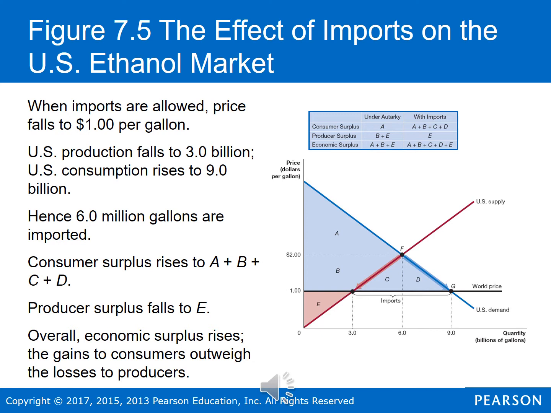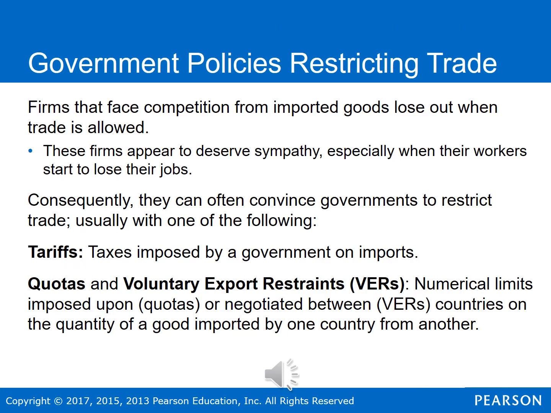So overall, what's going to happen? Consumer surplus is going to rise, and total economic surplus is going to rise. There will be less producer surplus, but the consumer gains are going to far outweigh the losses to producers. Not only is more ethanol being traded, so it's being purchased by U.S. consumers, but it is being purchased at a lower price. So as we saw from the previous example, consumers are made far better off by allowing international trade, rather than forcing them to only purchase the goods that are made in that country.